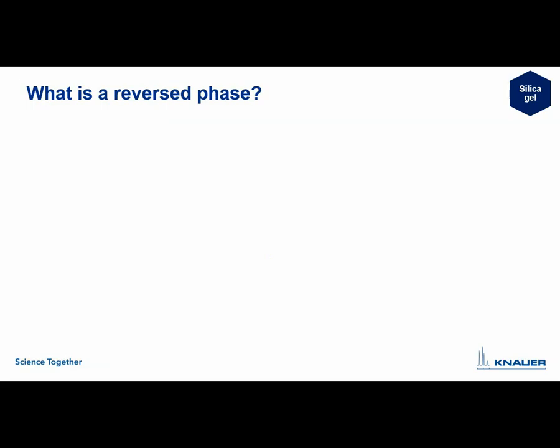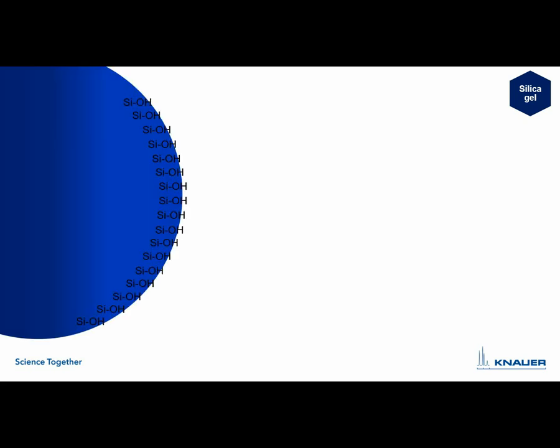I don't know if everybody is so familiar with it, so I just want to show you shortly what a reversed phase is. So what do we chemically do when we produce a reversed phase particle? So you always start with something like that. This is a schematic drawing of a silica gel particle, and you have everywhere on the surface these little silanol groups. They are free, so nothing is bonded on here at the moment.